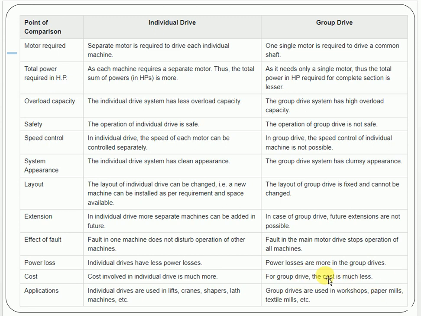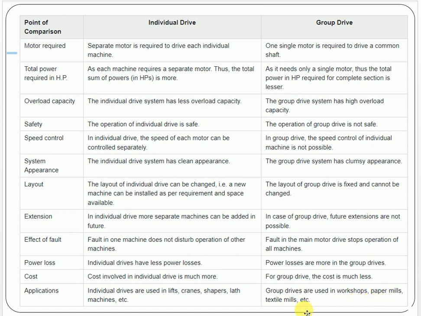Why? Because only one higher rating motor, and you connect it to many more shafts. You may ask the question: sir, if the HP level of the motor is high, then the cost is also high. Definitely, if you increase the HP value. Suppose a 15 HP compared with a 5 HP, definitely the cost is high. But if you compare 10 HP and 15 HP, the cost difference is very small. So for three 10 HP motors, what is the cost? For one 15 HP, what is the cost? Comparing the cost of three 10 HP motors with one 15 HP motor, the one 15 HP motor costs less.